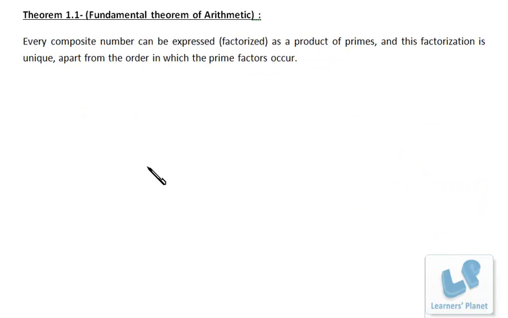Now friends, let's discuss the fundamental theorem of arithmetic. What it says: every composite number can be expressed, or factorized, as a product of primes, and this factorization is unique apart from the order in which prime factors occur, right? That means precisely we can say every composite number can be expressed as a product of primes. Suppose I have an example, maybe number 6, right? Now we can express number 6 as 2 into 3, right?